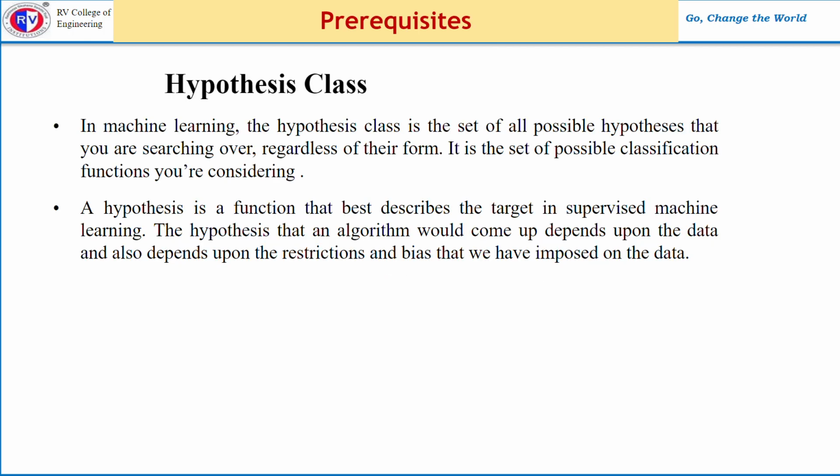The most important thing is to know what a hypothesis class is. In machine learning, the hypothesis class is the set of all possible hypotheses that you are searching over, regardless of their form. It is the set of possible classification functions you are considering. A hypothesis is a function that describes the target in supervised machine learning. The hypothesis that an algorithm would come up with depends upon the data and also upon the restriction and bias that we have imposed on the data.